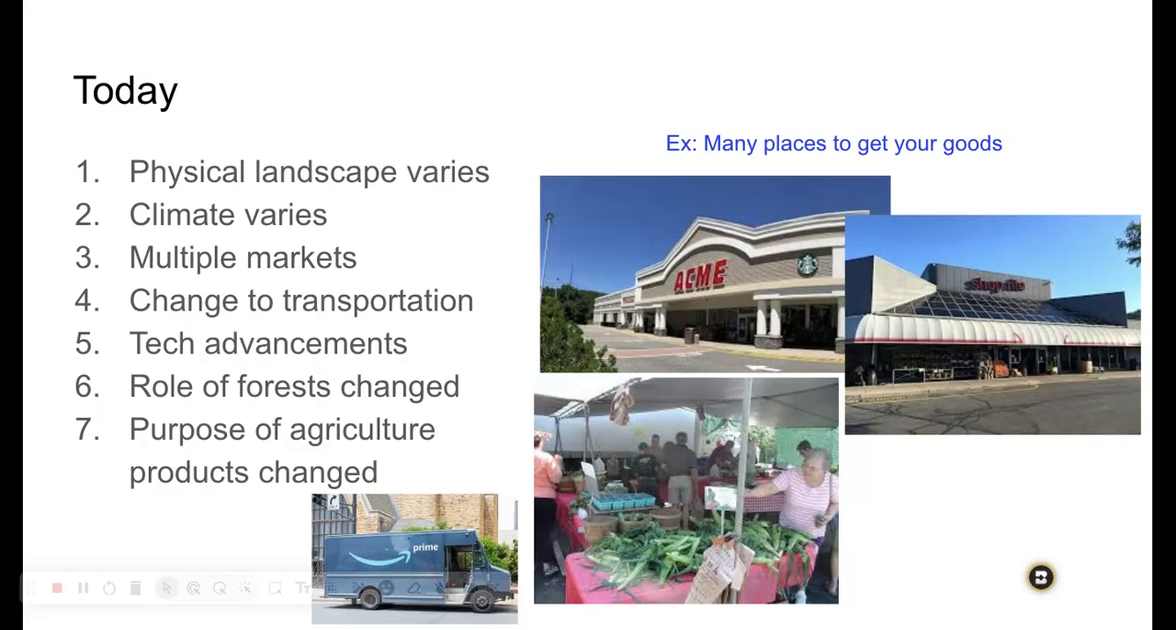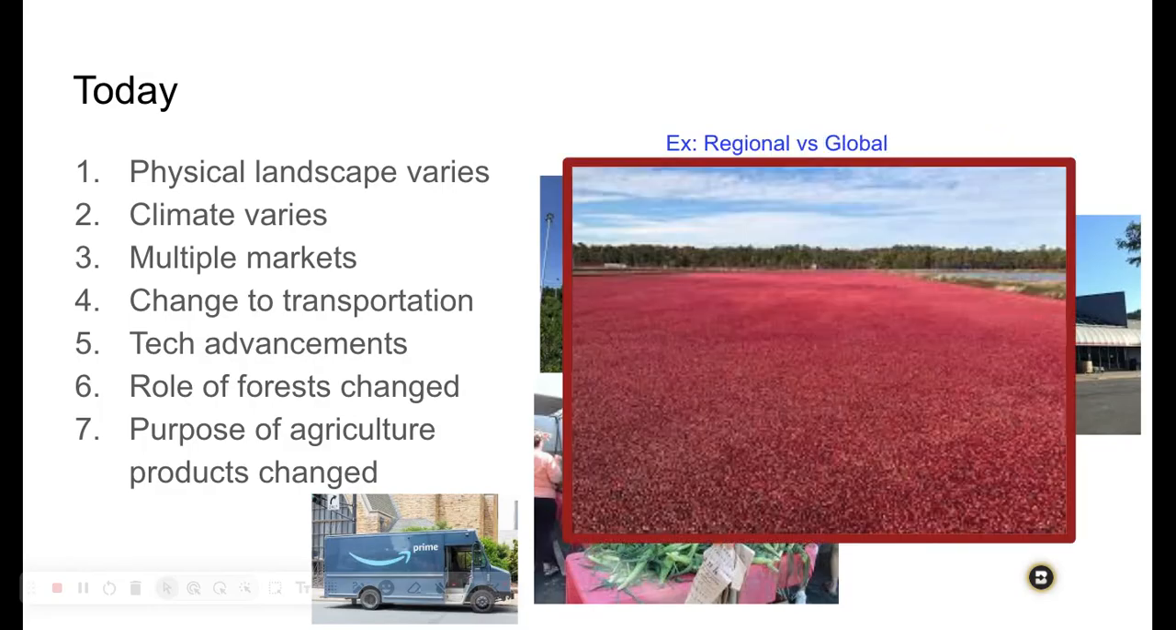Other things to think about, this is still related to multiple markets, is that there's regional versus global, right? You still have a certain impact with regional goods. So this is a cranberry bog in South Jersey, and that still really impacts the culture. But we also get a lot of global markets. Get things from all over the place as well.